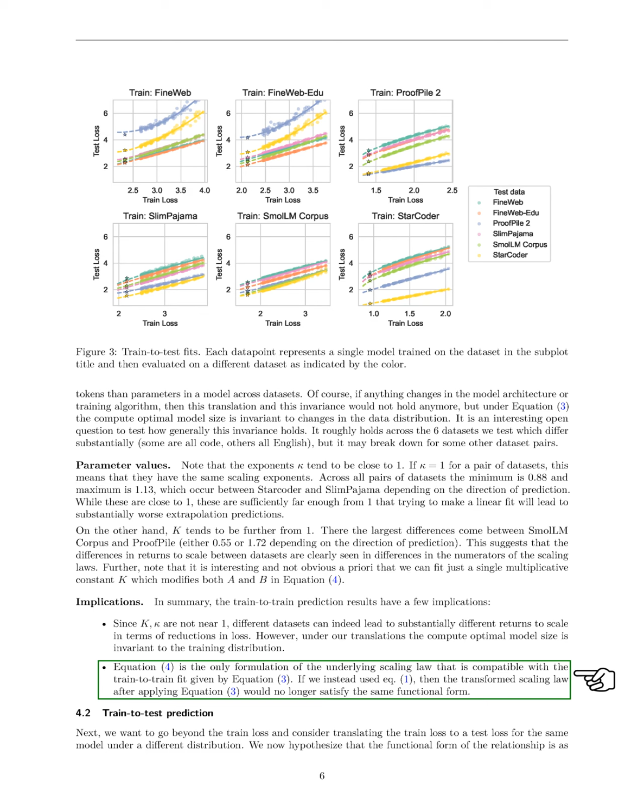We then extend our analysis to translating training loss to test loss for the same model under a different distribution. We hypothesize a specific relationship for this translation. We define a term representing the irreducible error for the optimal function with infinite model and data sizes, which we estimate by fitting a scaling law to the training loss data.